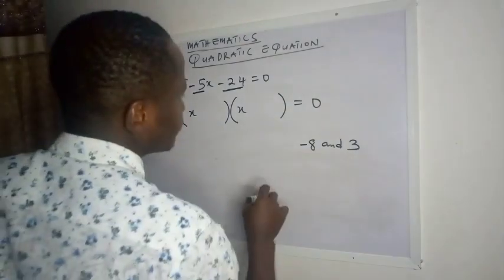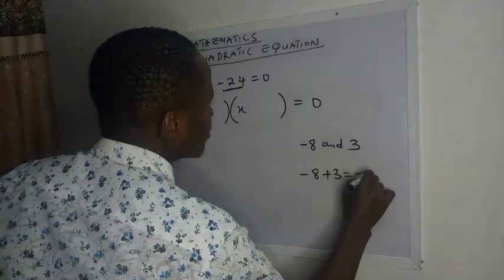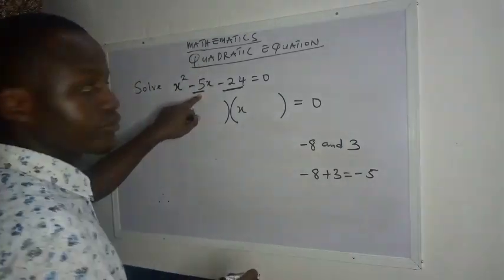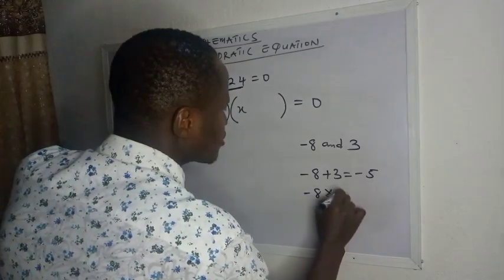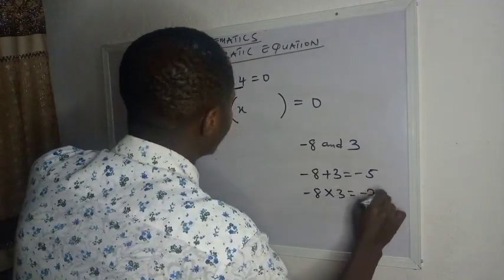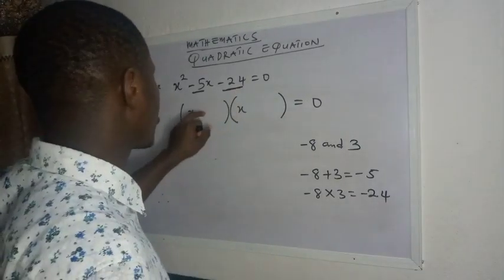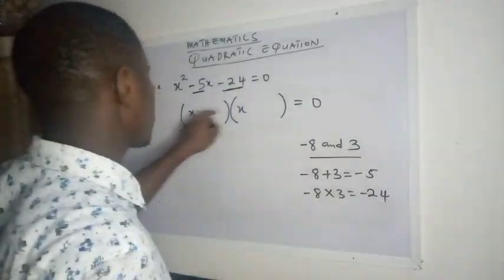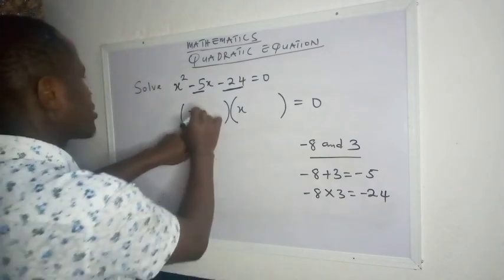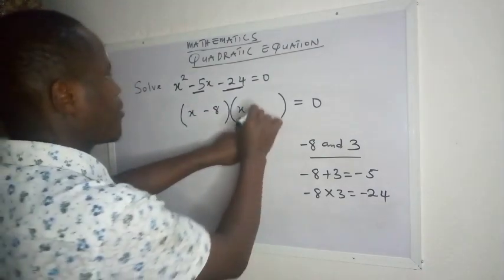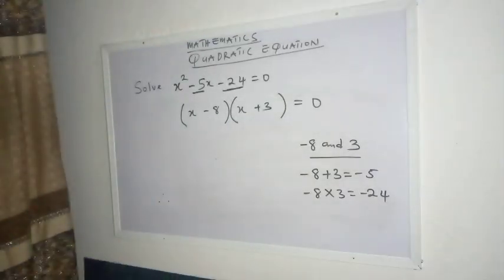Now, minus 8 plus 3 gives us minus 5, which is what we have here. Then minus 8 times 3 gives us minus 24, which is what we have here. Okay, so we are going to put these two numbers into what? The brackets. So anyone can come first. So x minus 8 here plus 3 here equal to 0.